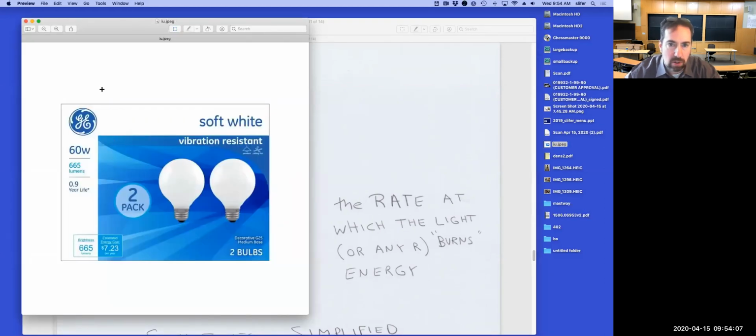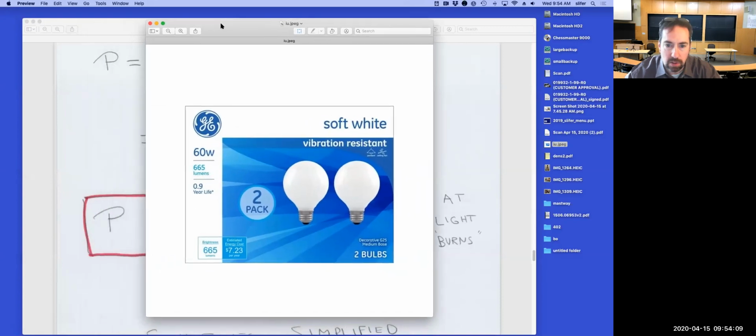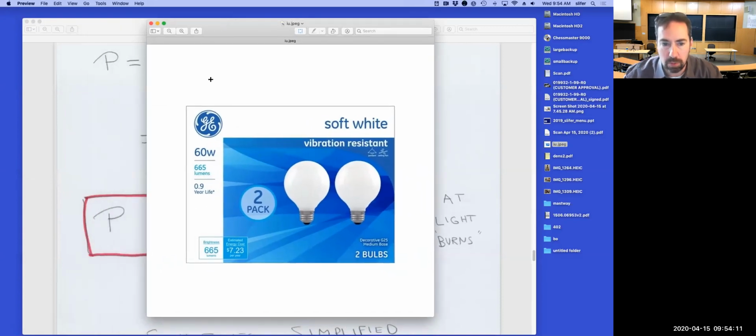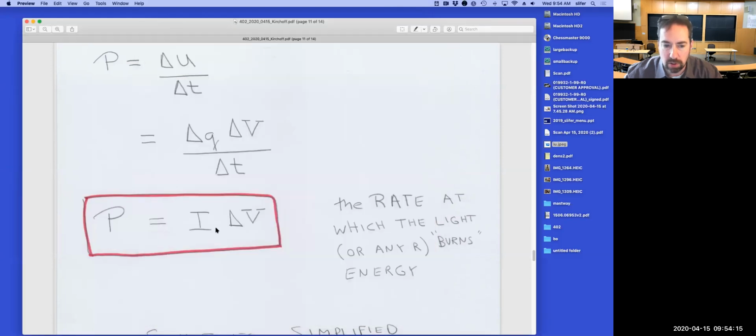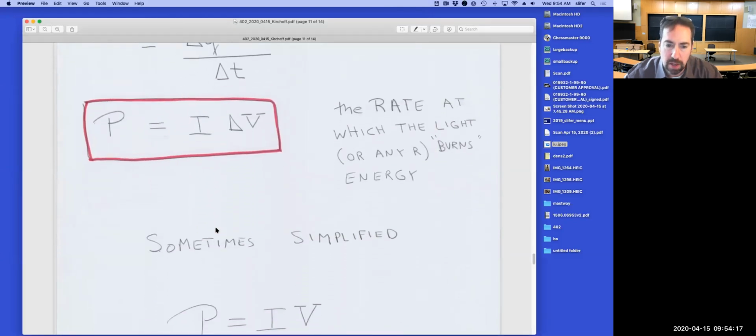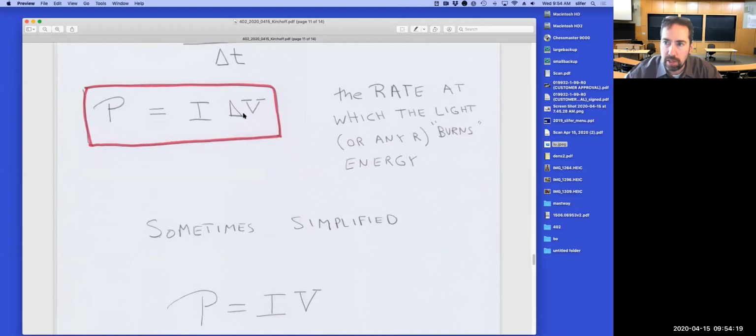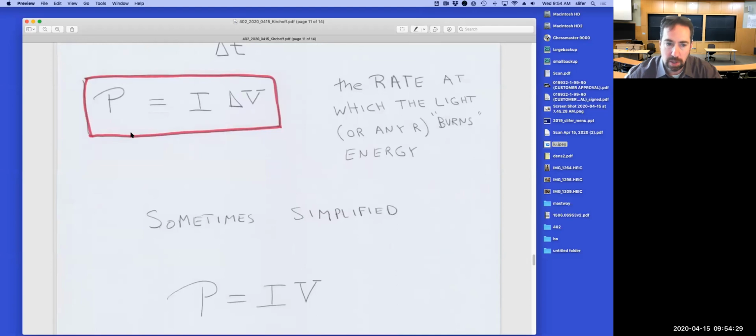If you walk into a hardware store and you buy an old-timey light bulb, this 60 watts that's on there is measuring this P equals I delta V. This I delta V is sometimes simplified. Again, it's sloppy notation, but it is what it is. It's in many textbooks, and sometimes you'll see this, sometimes you won't. Sometimes this will be simplified with dropping the delta.